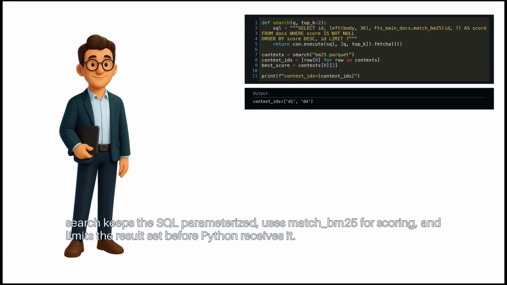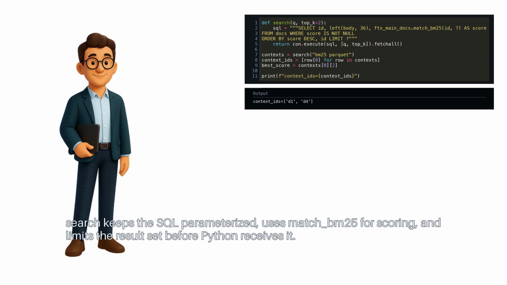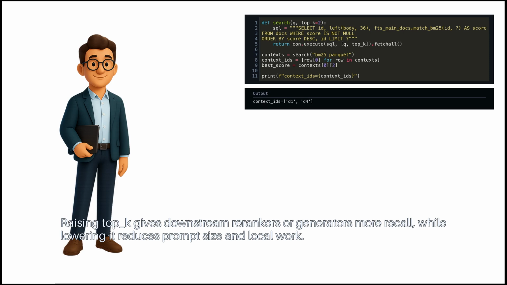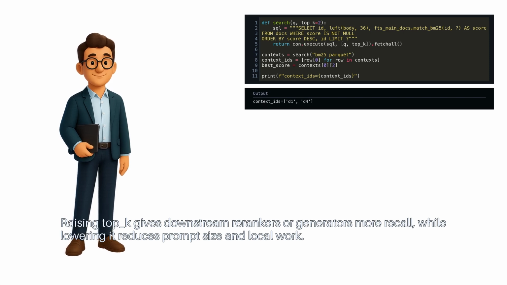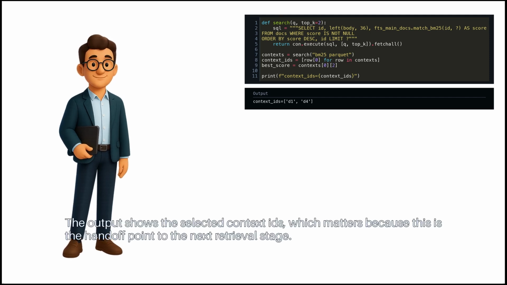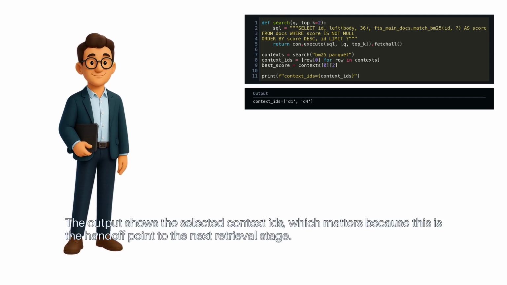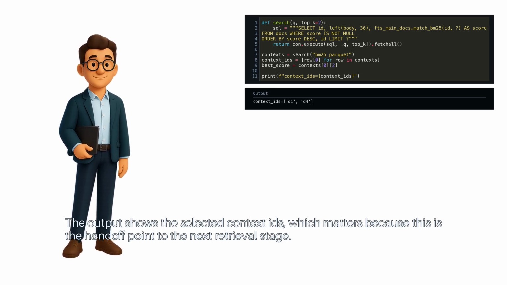Search keeps the SQL parameterized, uses match_bm25 for scoring, and limits the result set before Python receives it. Raising top k gives downstream re-rankers or generators more recall, while lowering it reduces prompt size and local work. The output shows the selected context IDs, which matters because this is the handoff point to the next retrieval stage.